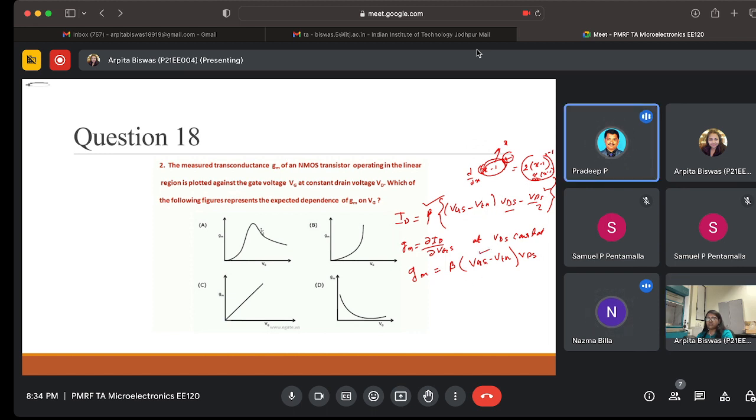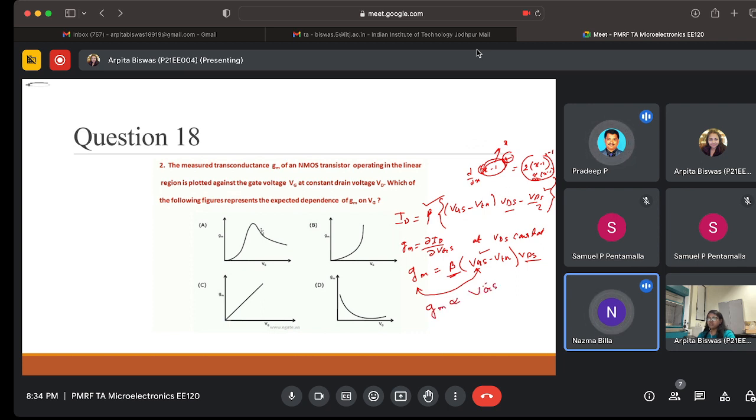So beta into VGS minus VT into VDS. Now tell me, this VDS is constant and beta is constant. What is the relation between GM and VGS? Directly proportional, ma'am. Yes, GM is directly proportional to VGS. So which option? Option C, madam. Is it clear? Can you move towards the next question?